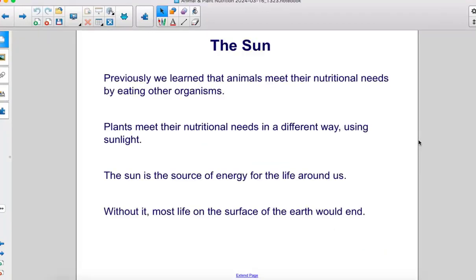Photosynthesis. Previously, we learned that animals meet their nutritional needs by eating other organisms. Plants meet their nutritional needs in a different way, using sunlight. The sun is the source of energy for the life around us. Without it, most life on the surface of the earth would end.